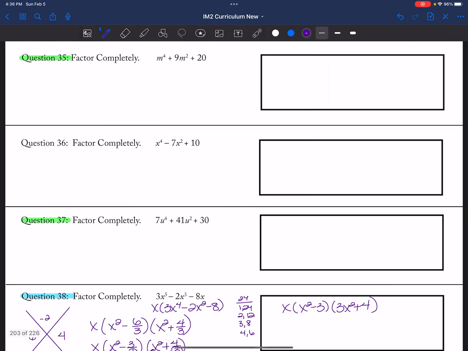And that doesn't factor anymore because there's no sum of squares. Okay, 35. Diamond. 9, 20, 5, and 4. So this is m squared plus 5 and m squared plus 4.